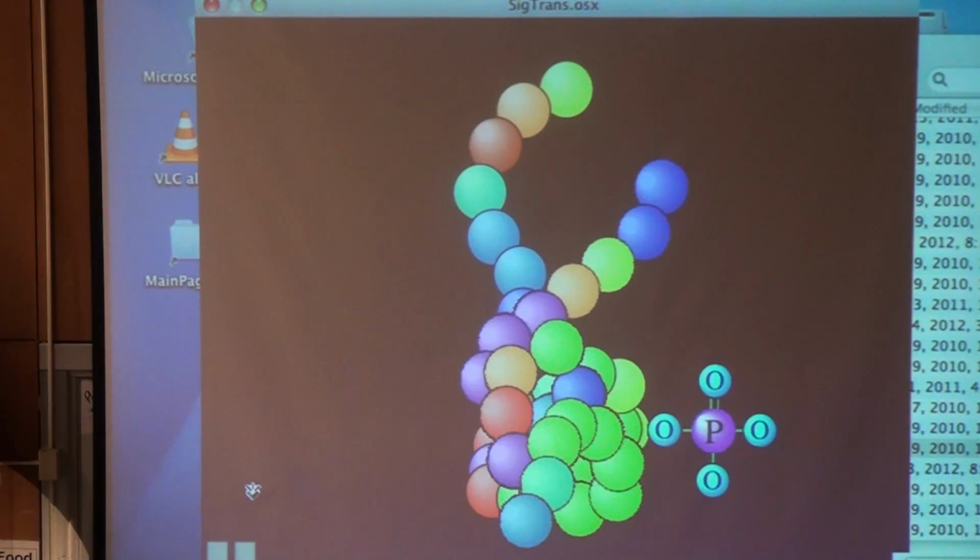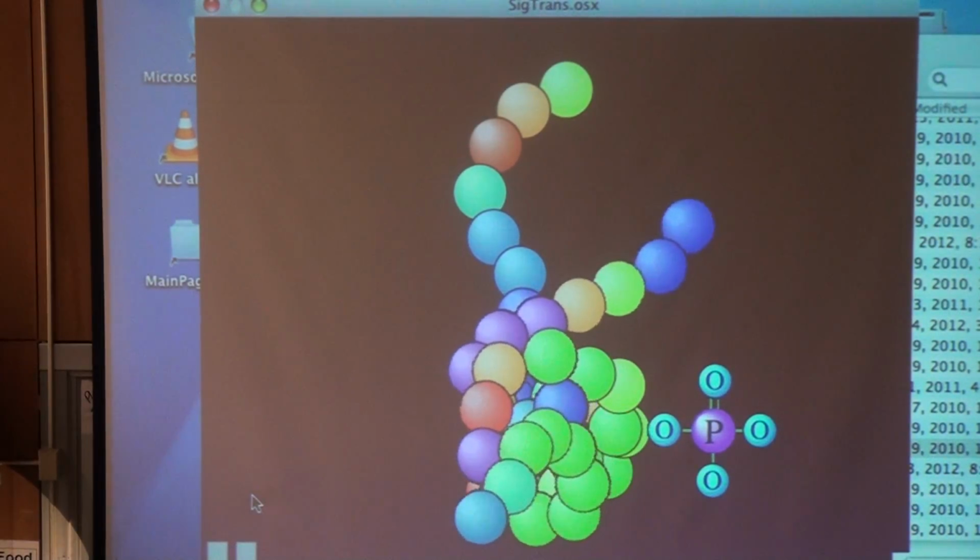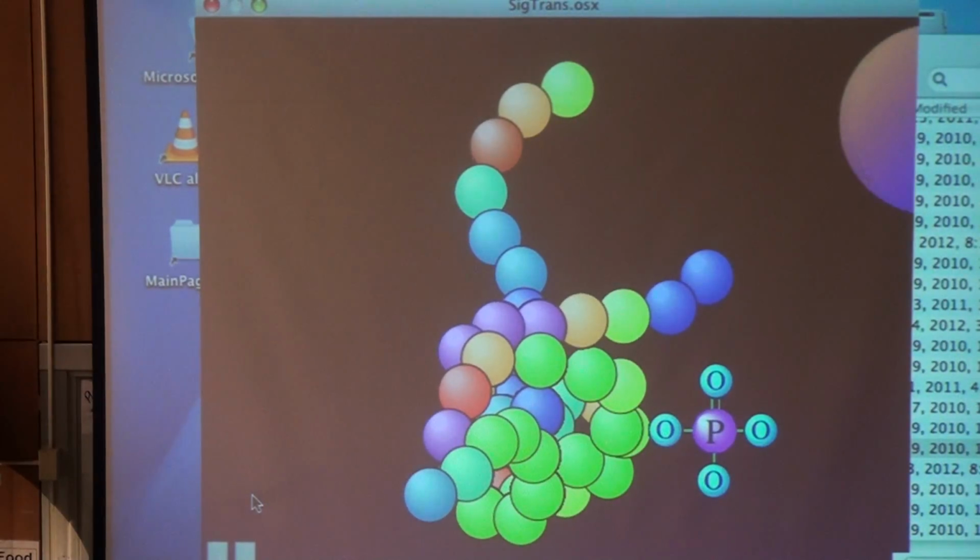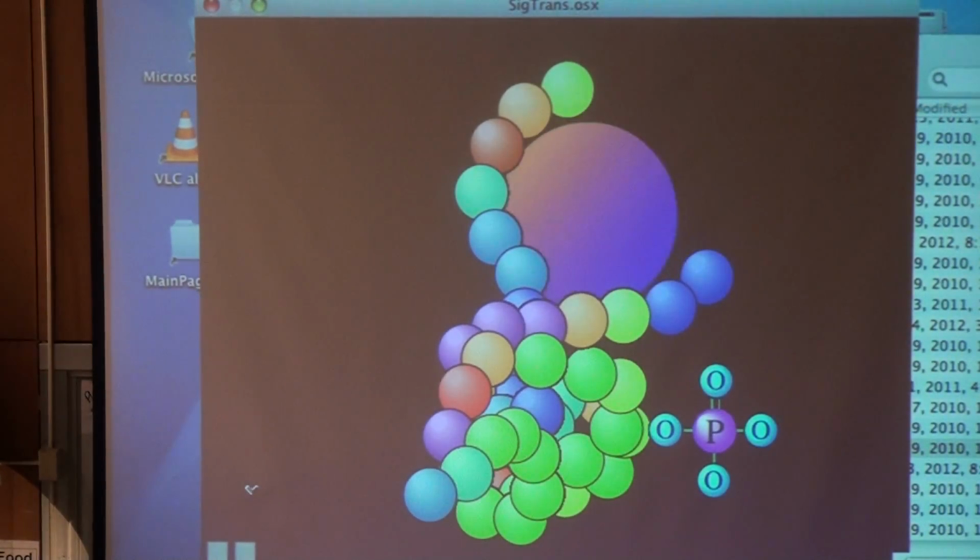But the result is the same. This new functional group on this particular amino acid causes different interactions between it and the rest of the amino acids, and so the shape of the enzyme can change, and that can open up the active site, and now the enzyme is going to be able to carry out its particular reaction.